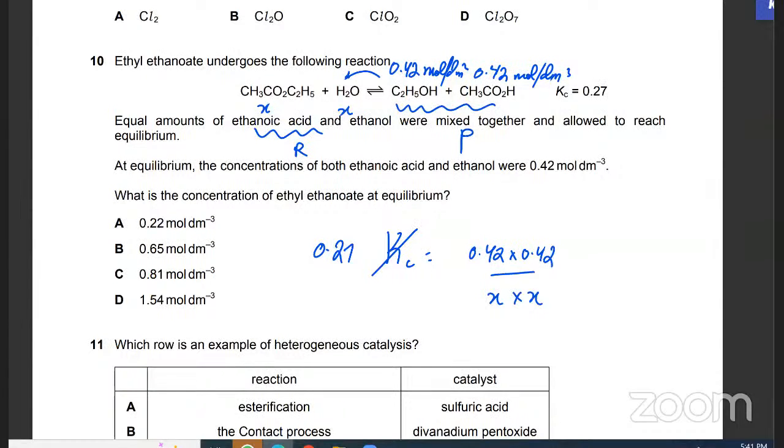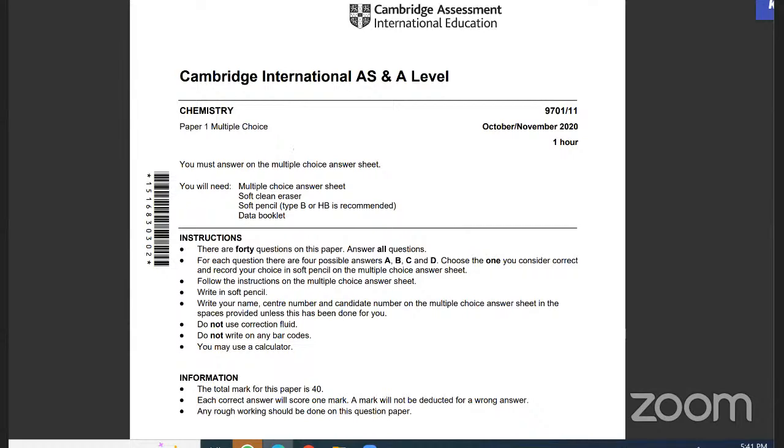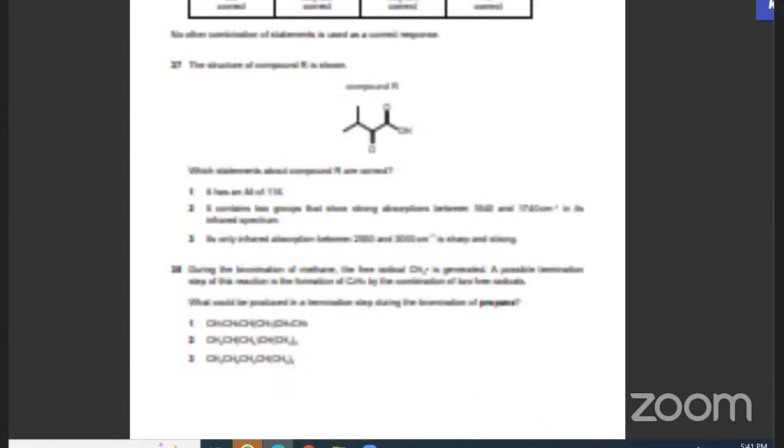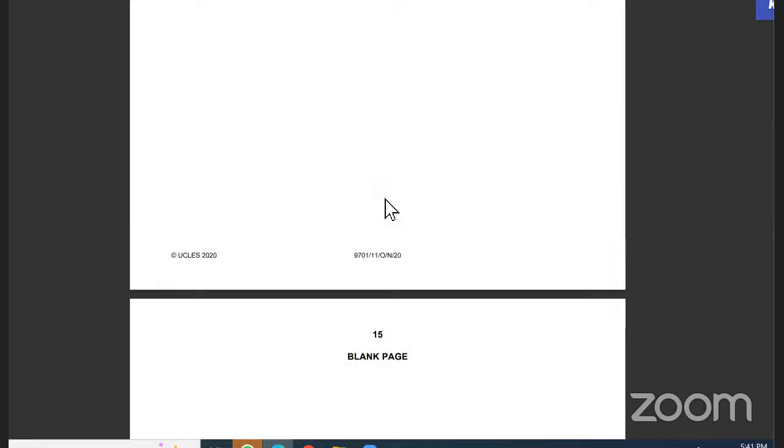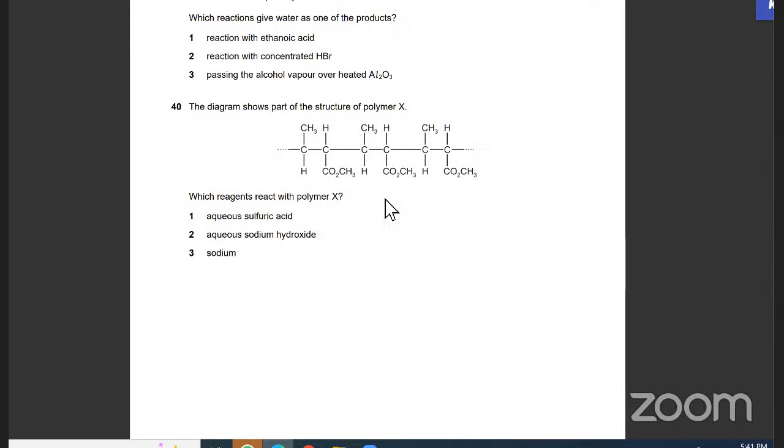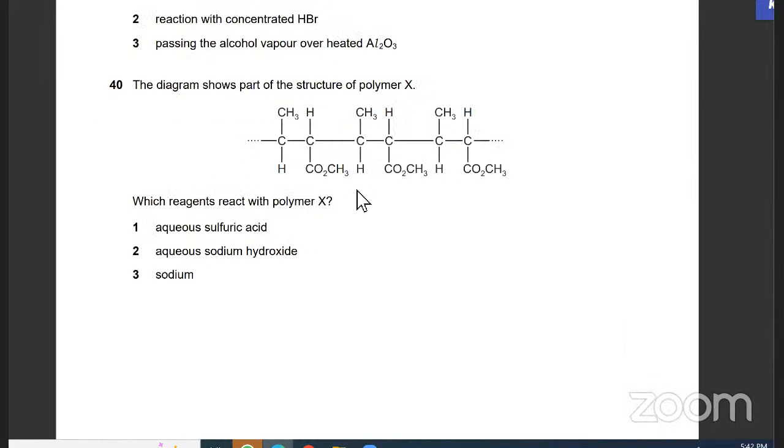So okay, this is coming out to be C, and we'll start with this paper, which is W20 question paper 1-1. Okay, I'm going to start in the reverse order, which is organic first. So starting with this one. First thing, you've got a polymer, and which reagents react with polymer X.